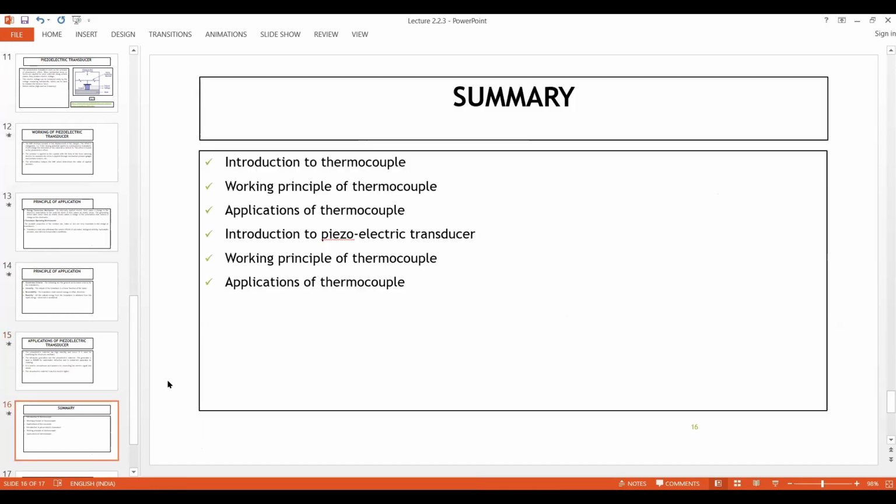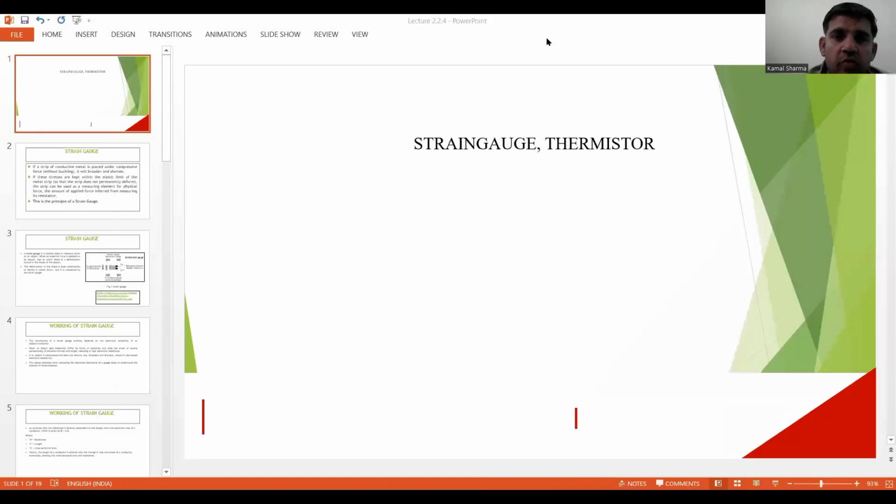We studied what a transducer is, what a thermocouple is, how we can use a thermocouple, on which effects and principle the thermocouple is based, and how the piezoelectric effect takes place in the system, right? Now we will talk about other different transducers. In this we are going to study two different transducers, that is the strain gauge and thermistors. Very, very important again, right? So we will study the strain gauge and thermistors here.